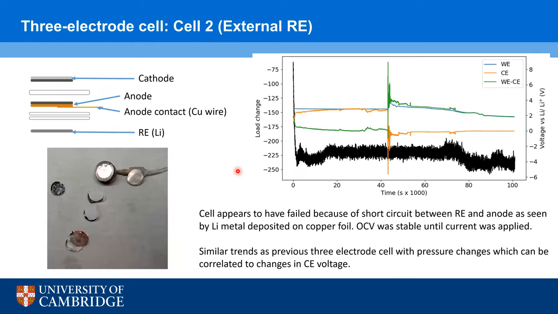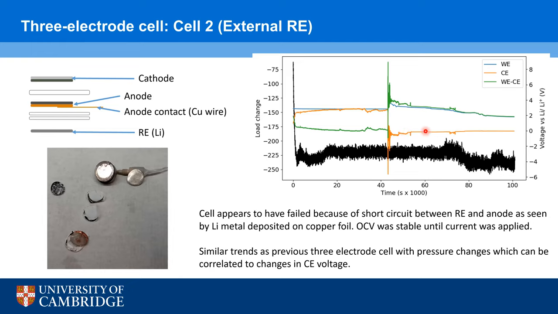So then we tried again with a different configuration, this time with the reference electrode at the bottom, external, underneath the full cell. And this time the open circuit voltages for the NMC in blue and the silicon in orange were a bit more steady. But when we applied the current after 12 hours, we had a short circuit. And we can see that the voltage fell below zero, indicating that there is a lot of current being applied.